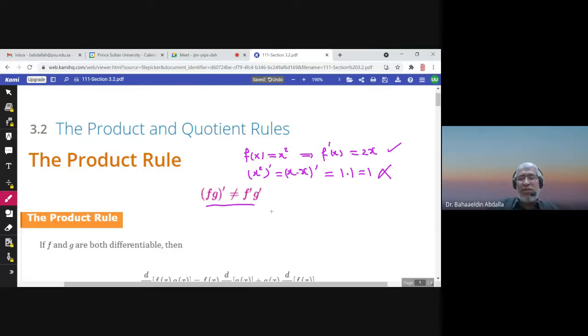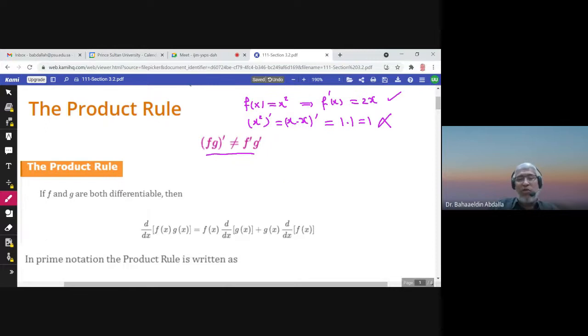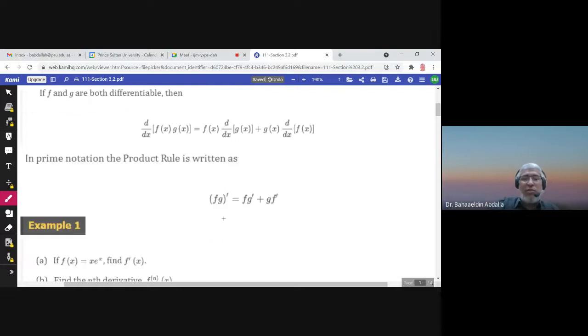So there is a rule, the product rule, which can be derived. The most important thing for us is the rule itself, to understand it. In prime notation, I like the prime notation, it's easier. So the derivative of f times g equals the function f times the derivative of g plus the function g times the derivative of f.